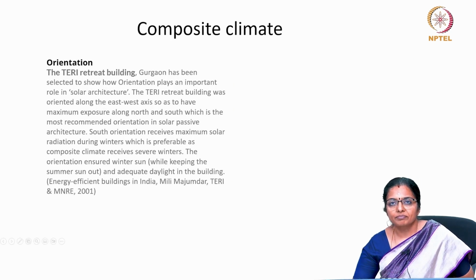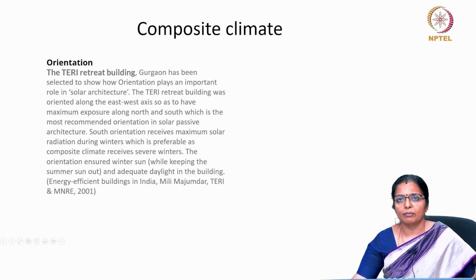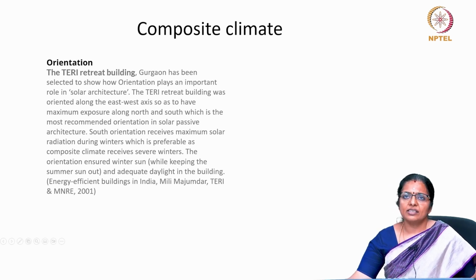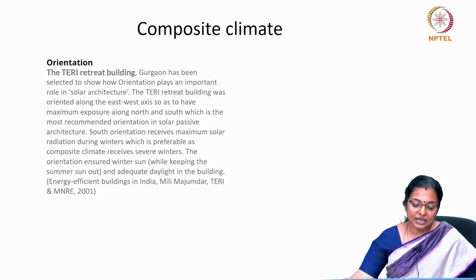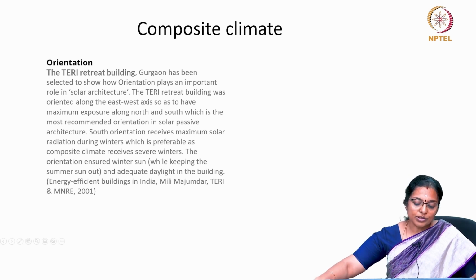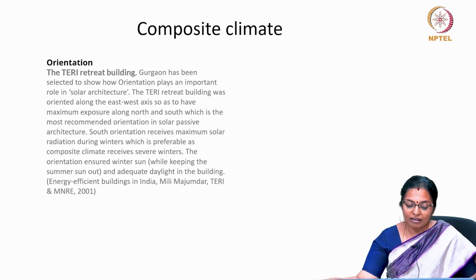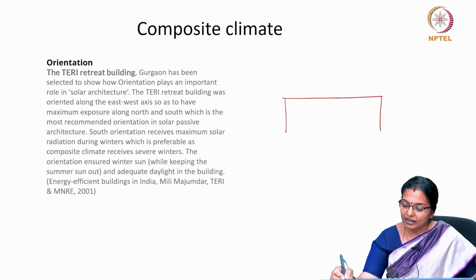We will see another case of a building in a composite climate. Now, composite climate is, we will look at the Terry building. The Terry building is at Gurgaon, and it is selected to show how orientation plays an important role in solar architecture. The Terry building was oriented around the east and the west axis so as to have maximum exposure along the north and south.